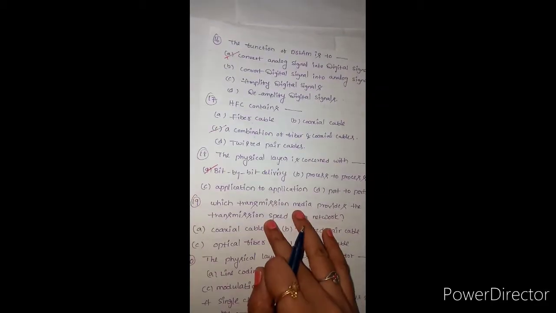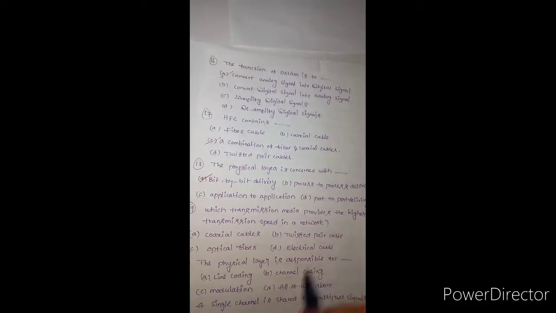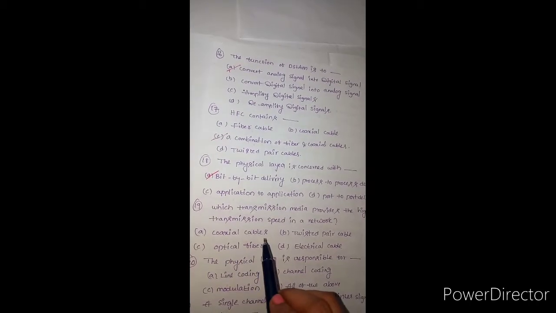And next one, which transmission media provides the highest transmission speed in a network? Options: Option A, coaxial cables. Option B, twisted pair cables. Option C, optical fibers. Option D, electrical cables.